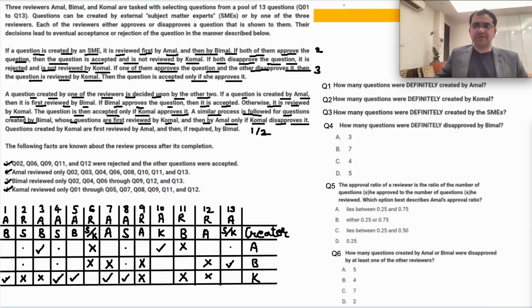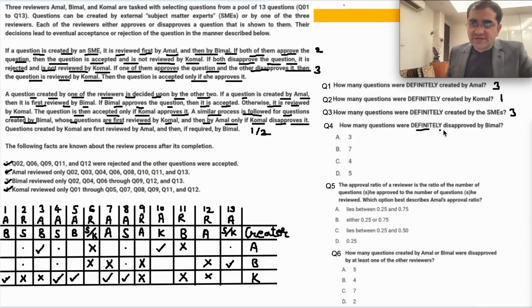दिस कंप्लीट्स द टेबल. तो इसमें से some questions we can now mark. How many questions were definitely created by A? A में 1 2 3. Definitely created by K, not sure, 1. Only one person is definitely by K. Definitely created by the SMEs, 1 2 not sure, 3 not sure, 3 is the right answer. Created वाले questions are done.